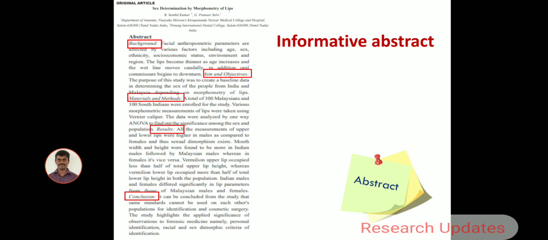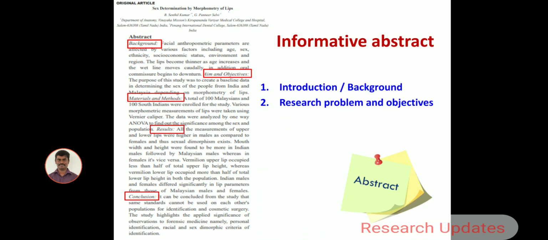So that is your informative abstract. Now let us see an example for an informative abstract. This is one of my publications which includes an informative abstract. It includes background, aim and objectives, materials and methods, results, and finally conclusions. So all this has to be covered in an informative abstract. So you start with an introduction, research problem or the objectives, and then tell the methods, discuss the results, and finally end up with the conclusion. So this is how an informative abstract should be prepared.